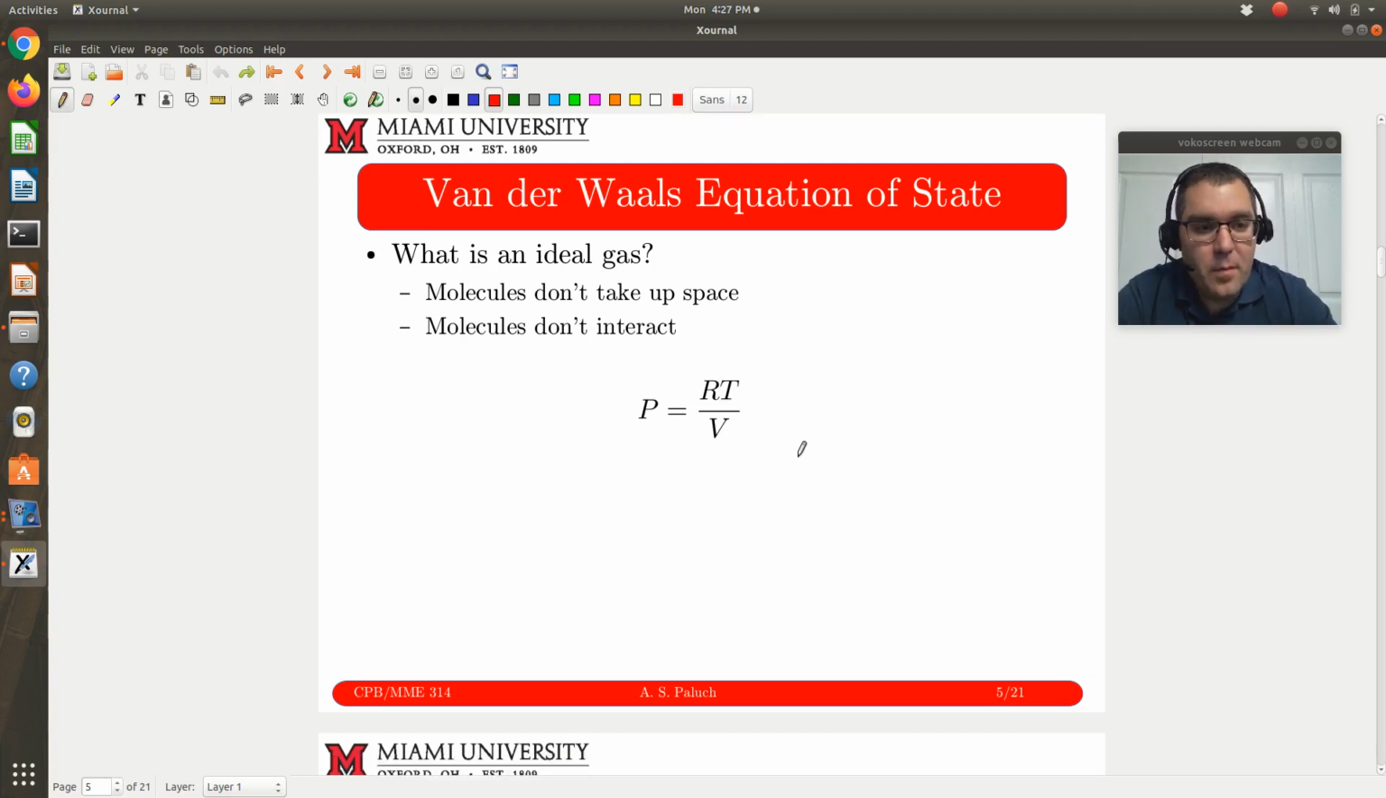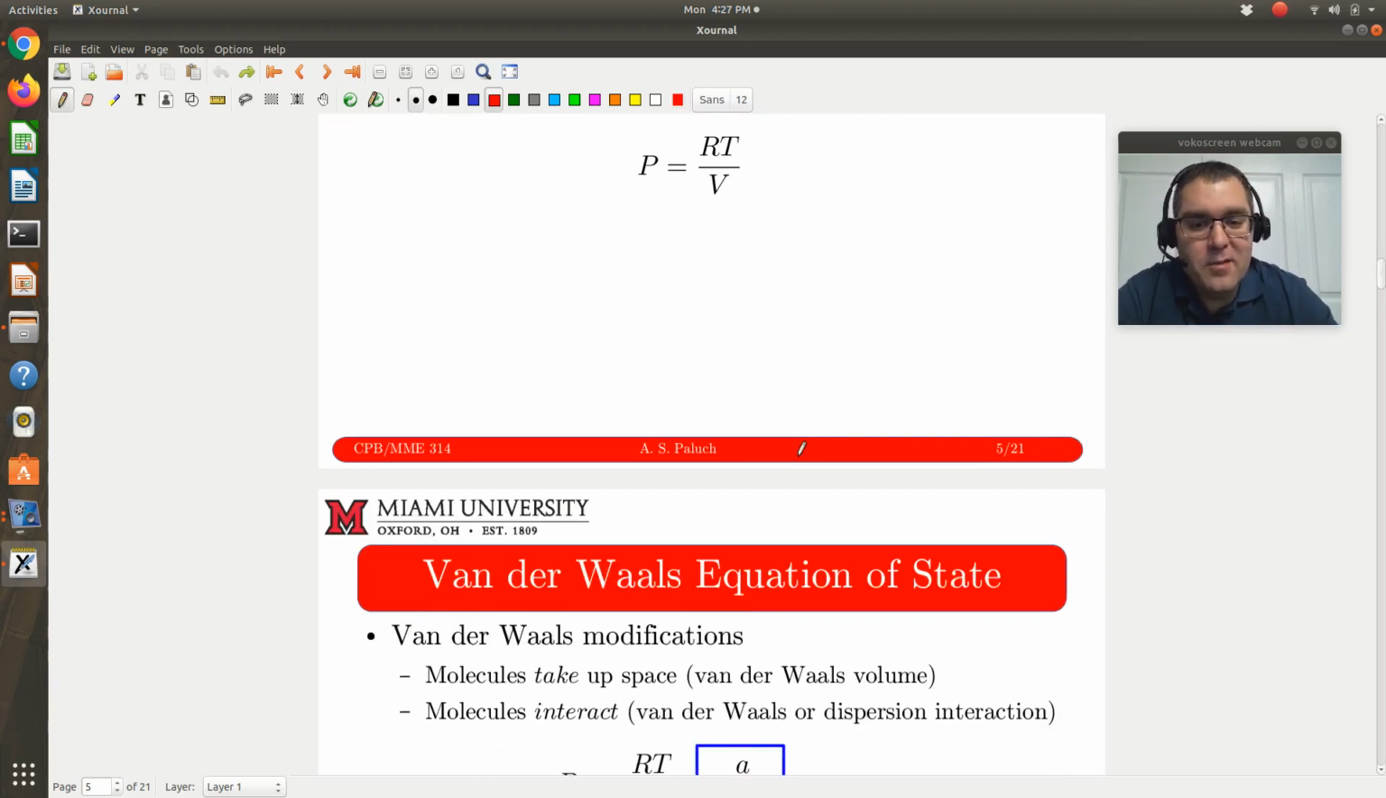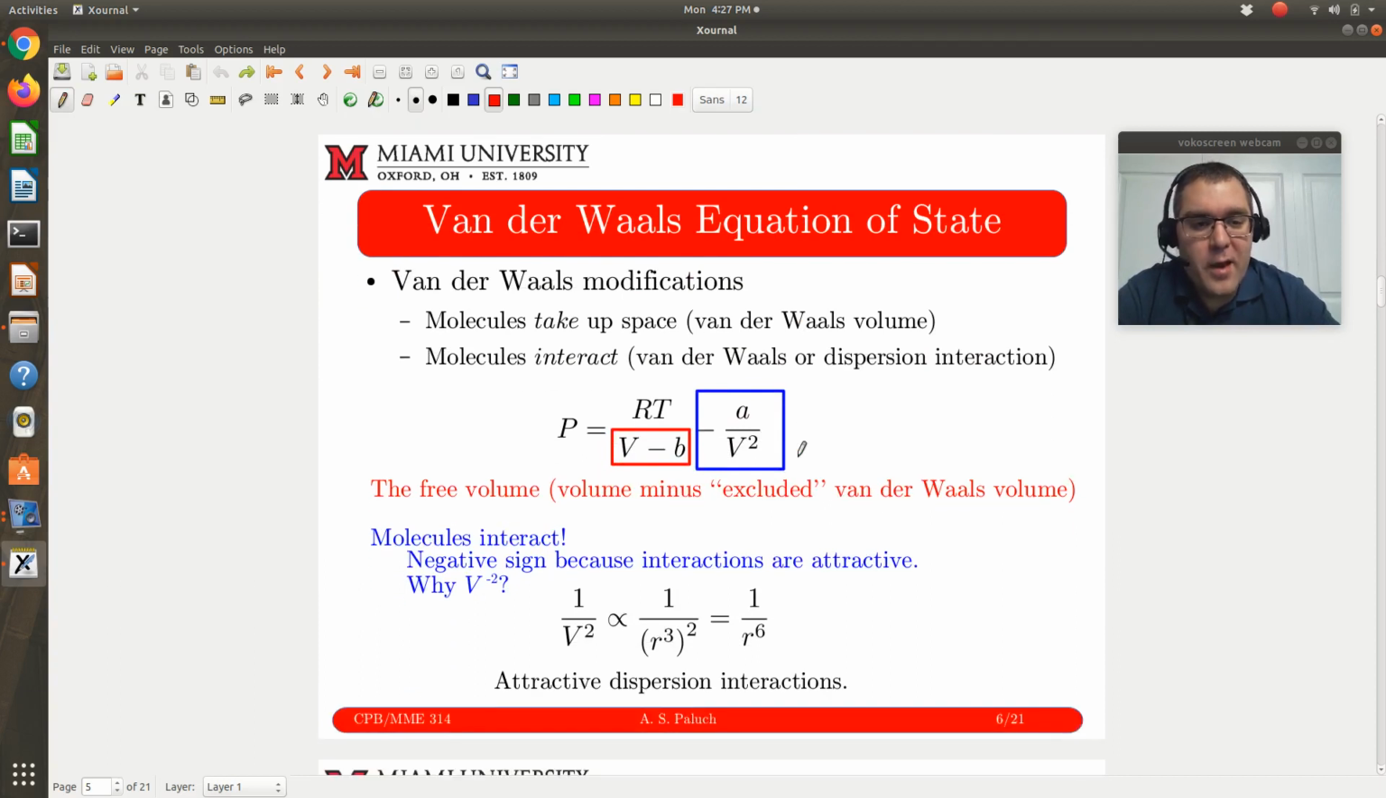Okay. And so I have my ideal gas equation of state, and then the thought exercise is, well, in an ideal gas, molecules don't interact and they don't take up space. So what van der Waals attempts to do is correct for both of these assumptions. The common form of the van der Waals equation is P is equal to RT divided by V minus B, minus A over V squared. The first thing is, if I ignore the term in the blue box here, I just have P is equal to RT over V minus B.